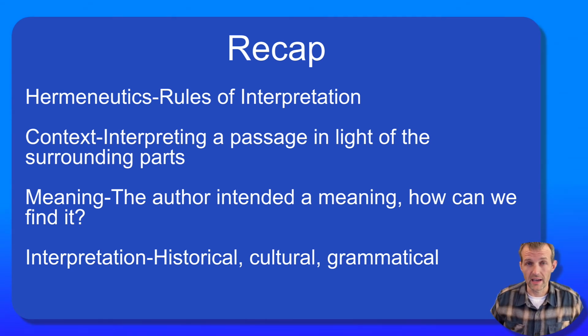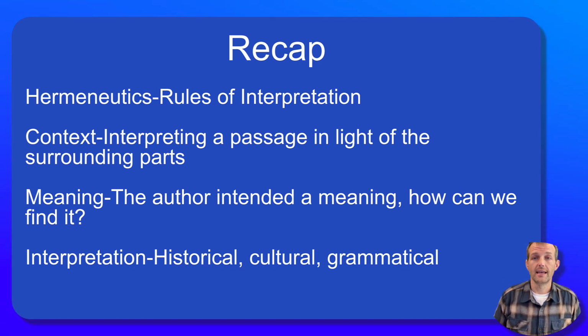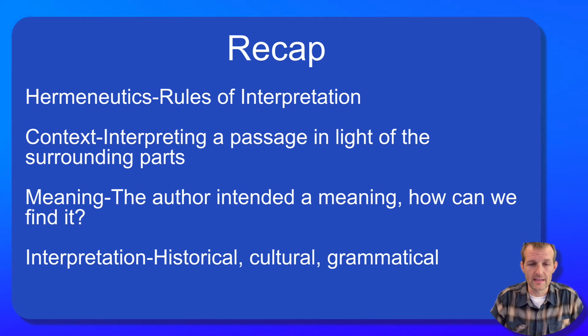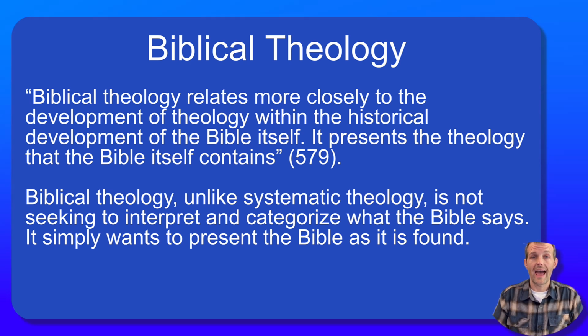The goal of interpretation is to get to the meaning. The author intended a meaning, and how can we find it? What are the rules to get to the bottom of what they meant in a passage? Some of the things we need to take into consideration when interpreting a passage are the historical context, the cultural context, the literature that we are interpreting, and then the grammatical background that we find in a text.